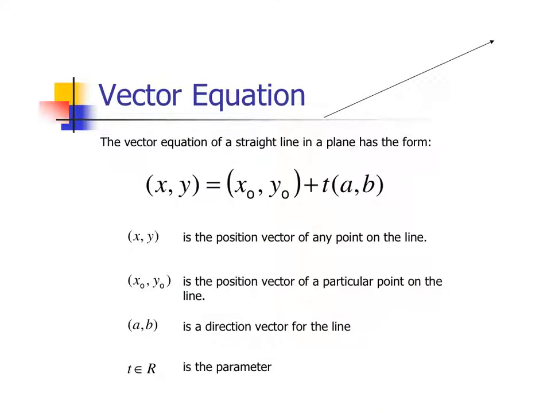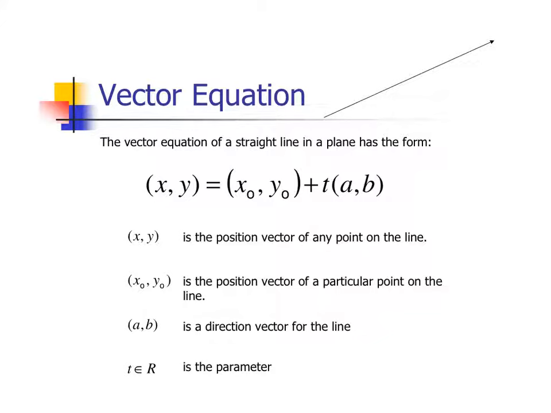There is also another form of the equation of a line in 2 dimensions, and this is the vector equation. Now notice it's got all the same components. It's got your (x, y), which is the position vector of any point on the line. It's got your (x naught, y naught), which is the position vector of a particular point on the line, or P naught. It's got (a, b), which is the direction vector, and it's got your parameter t. But instead of writing it as 2 separate equations with the x and y components, it simply writes it as 1. So this is the vector equation because these are all vectors.